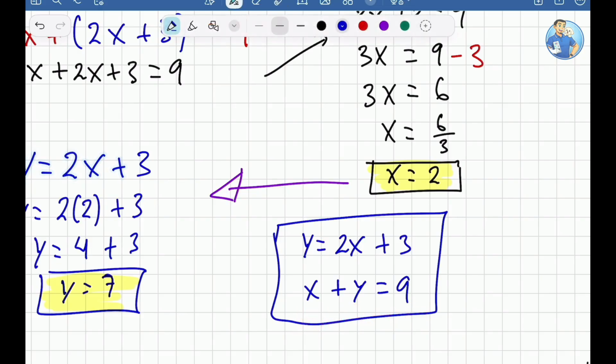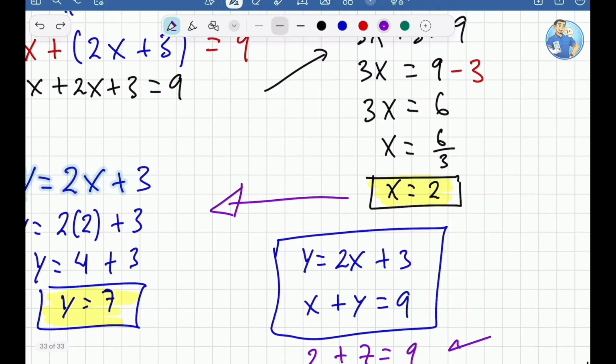Okay, so this is like 2 plus, well, let's use a different color. This is to verify the solution. So this is 2 plus 7 equals 9. Yes, this is true. Okay, here, using the first one, we can say, what is y?